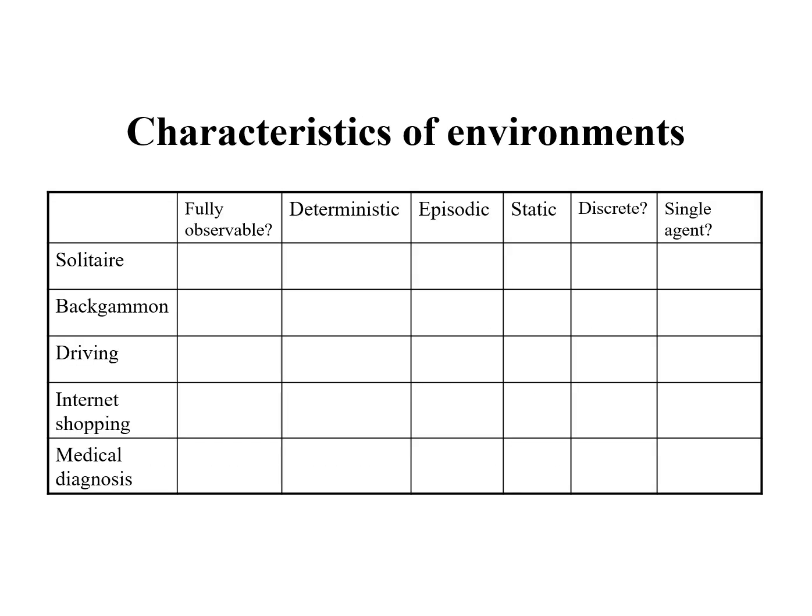Next, a table of characteristics of environment is shown, where we will be discussing solitaire, backgammon, driving, internet shopping, medical diagnosis. There is fully observable, deterministic, episodic, static, discrete, and single agent. Okay, let's look into it.